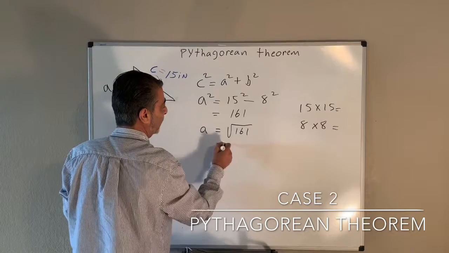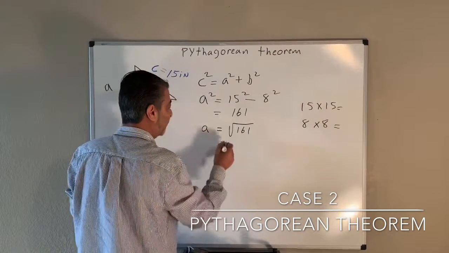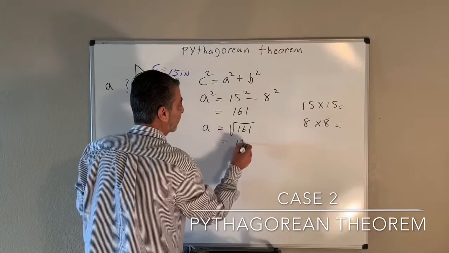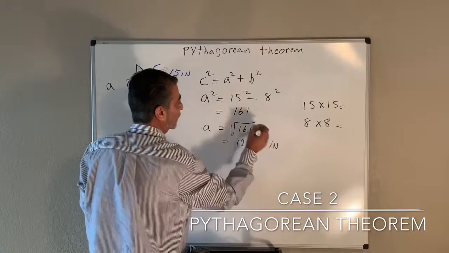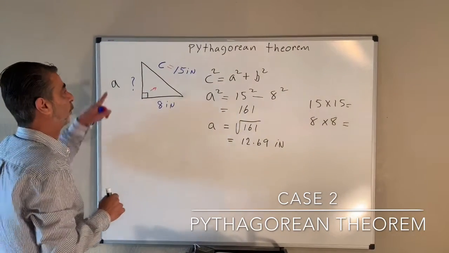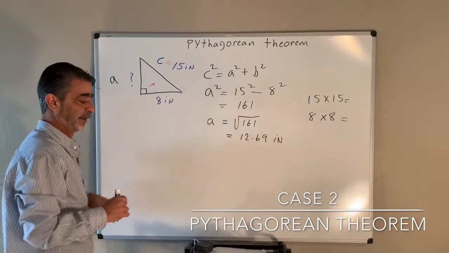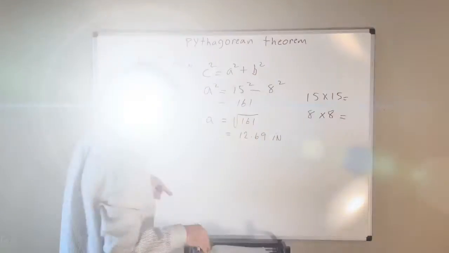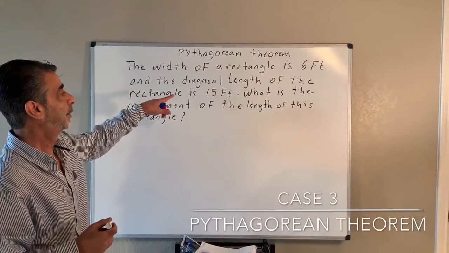If you do that, you're going to get 12.69 inches. That's the length of that side, A. So it's always less than the long side. That's the second case.